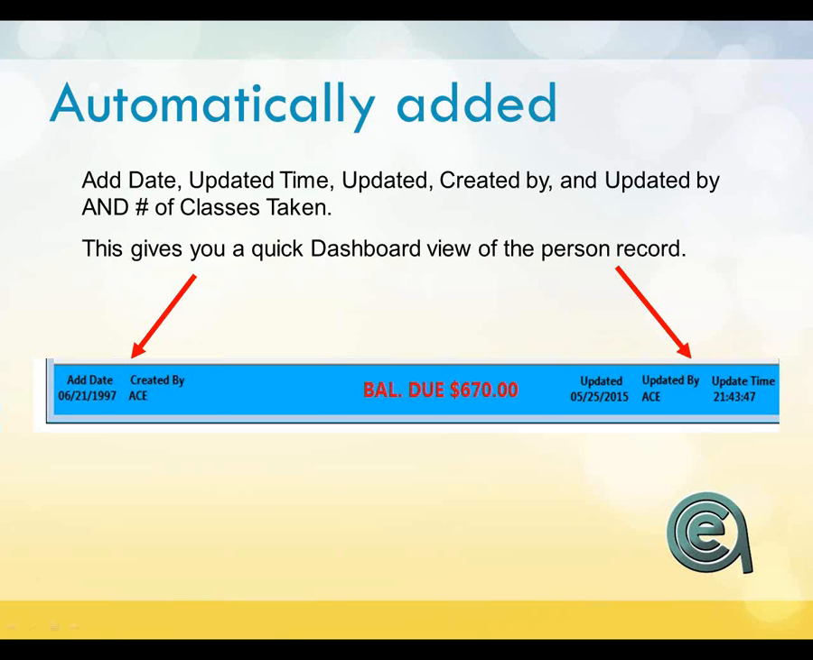At the bottom of the screen, you'll note there is a kind of dashboard that tells you information about the student: when the student record was added, who added it, who was the one that updated it, when was the last date updated, is there a balance due, or is there a credit balance.